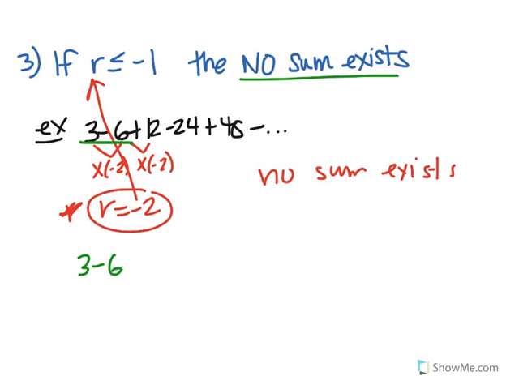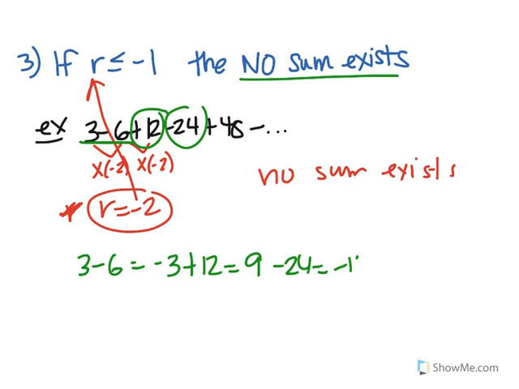If I were to add those together, I would end up getting negative 3. So then I'm going to go ahead and add the next term, 12. So when I add the next term, I end up getting 9. So then I'm going to add the next term, which is negative 24. So then my sum ends up being negative 15. Then I'm going to add the next term, and I'm going to add 48. So my new sum is now positive 33.